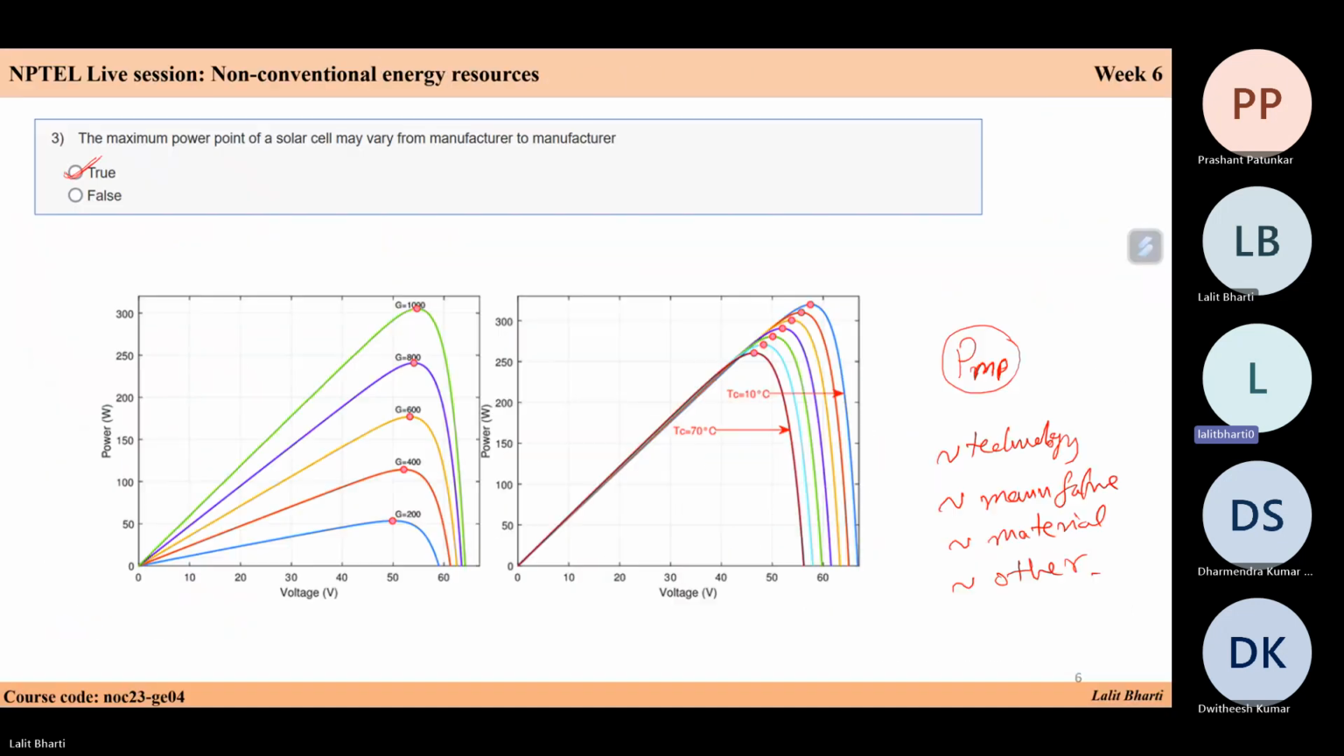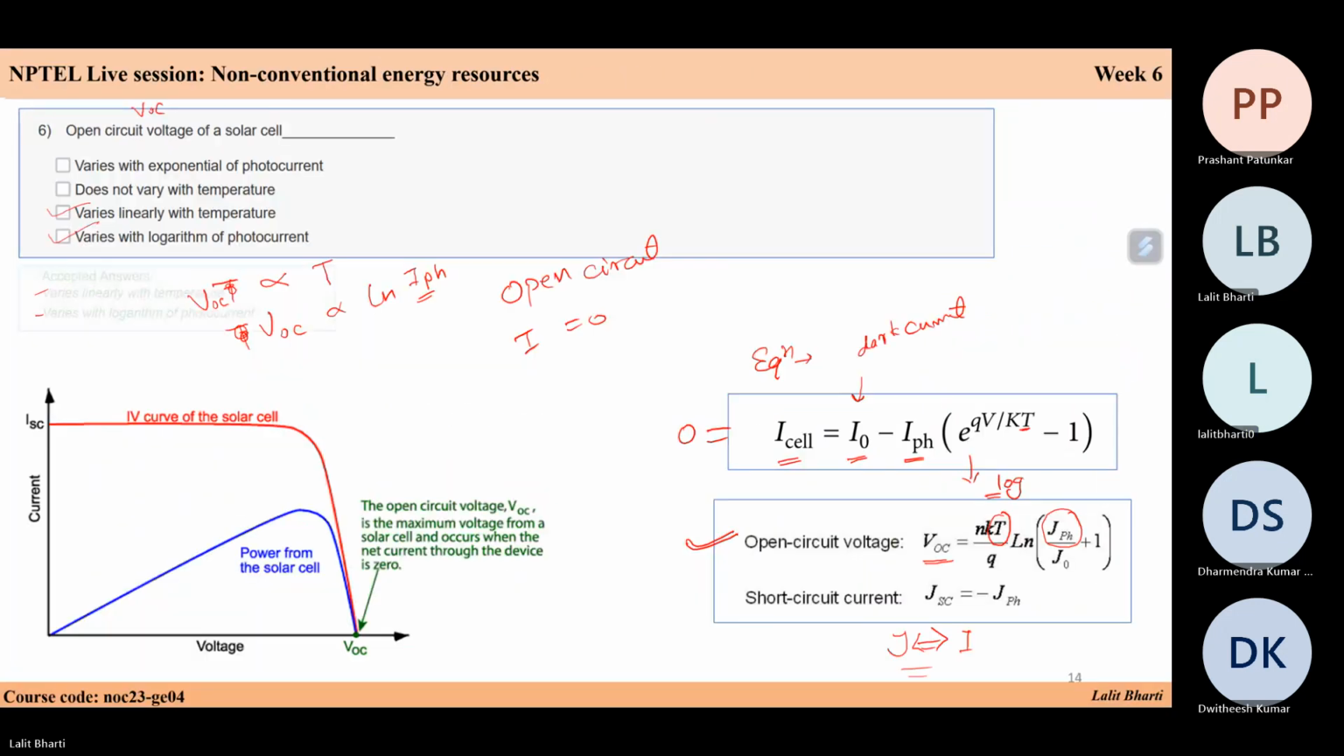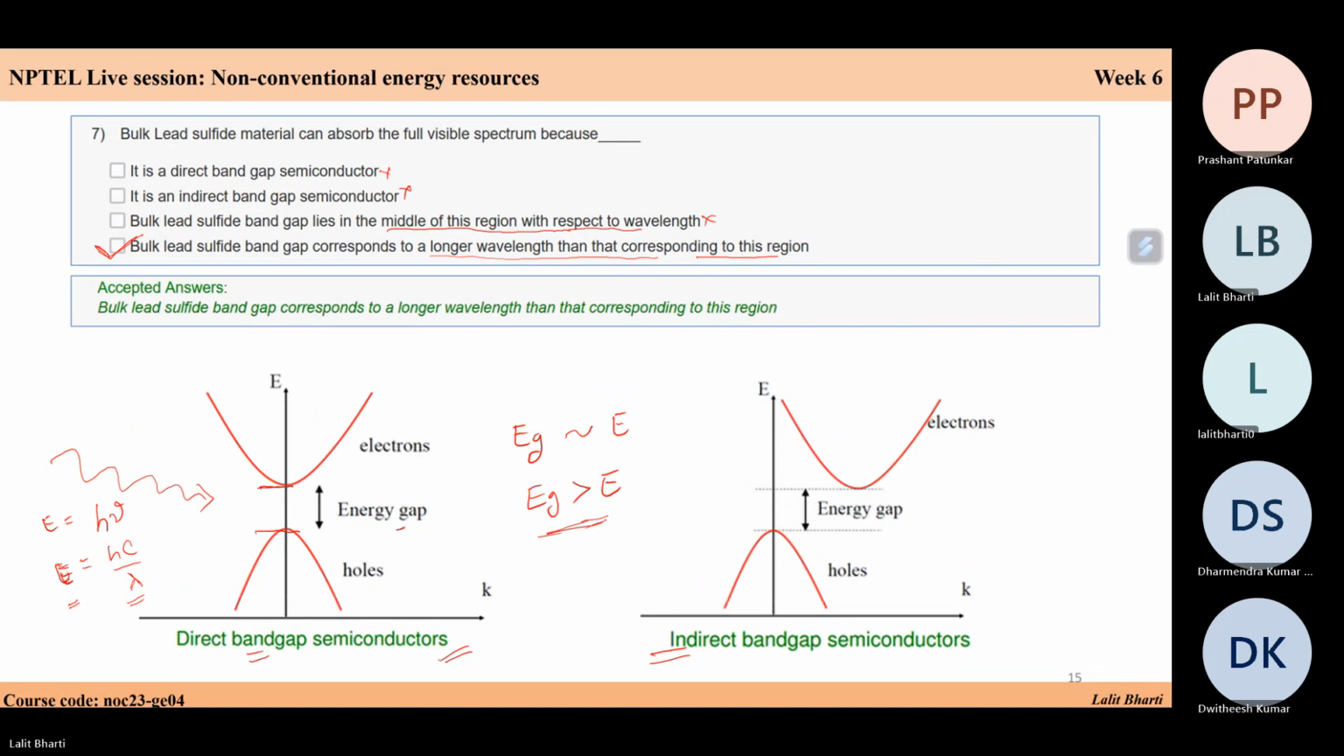So I had the relation somewhere. Your Eg should be greater than your E, where E is the photon energy. This is the case for absorbing the light. But if your E, the photon energy, is higher, then it will not be absorbed. It will just pass through, which means it will be transparent.